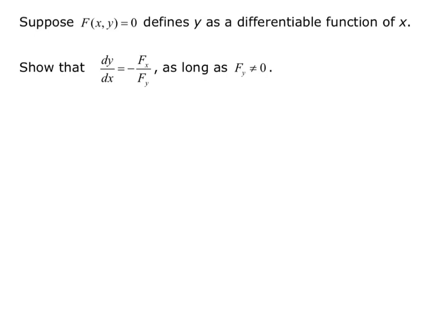Suppose f(x,y) equals 0 defines y as a differentiable function of x. Show that dy/dx equals negative f sub x over f sub y, the partial derivatives of f, as long as f sub y is not 0.